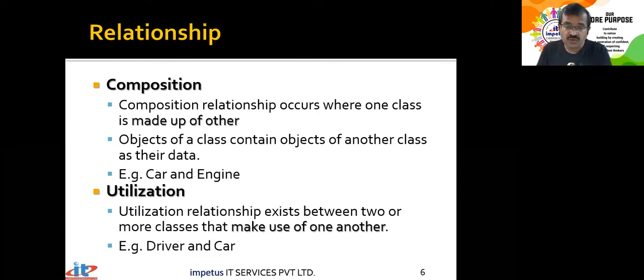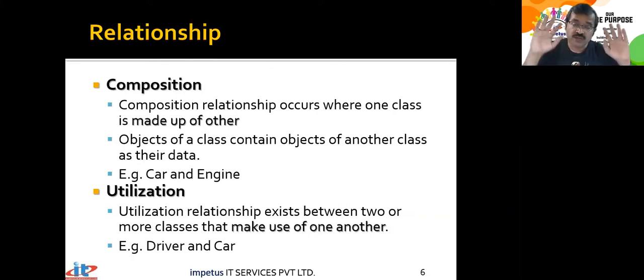A car is of no use without a driver, unless you are talking about this new generation Google driverless car. But otherwise, we always require a driver to drive a car. So both of them make use of one another. I can say the driver uses a car to get his work done, to move from one place to another. The car uses a driver for it being moved. It cannot move on its own. So there is a utilization relation. But have one thing in mind: both of them can exist in nature independent of each other. Both can be described independent of each other, but they make use of one another.